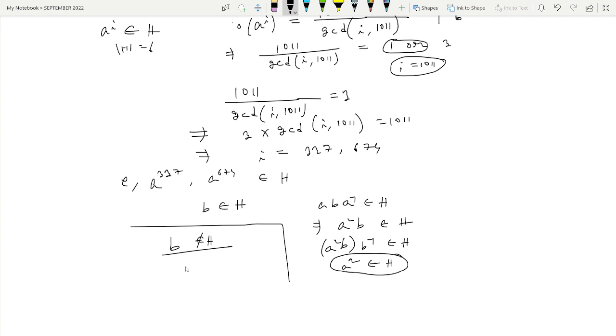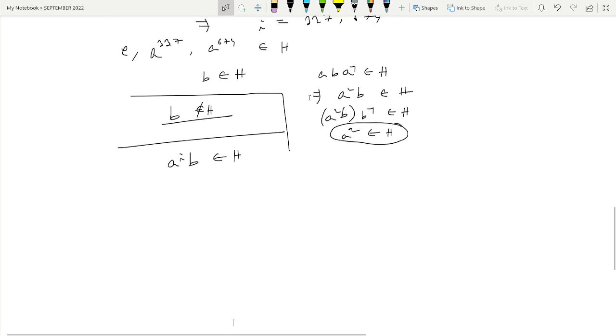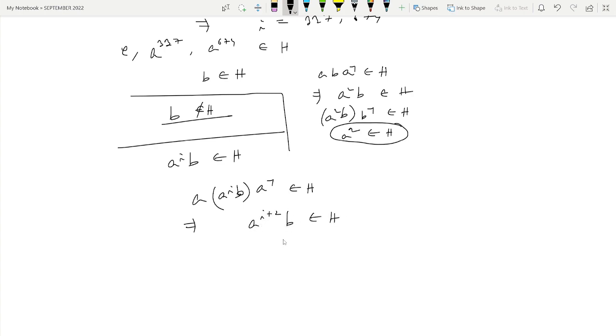So this B cannot belong to H. Now see if a to the power I belongs to H or not. If possible, suppose a to the power I belongs to H for some I, then what happened? Then since H is normal, we have this a to the power I B A inverse belongs to H. That means an easy calculation shows that a to the power I plus 2B belongs to H.